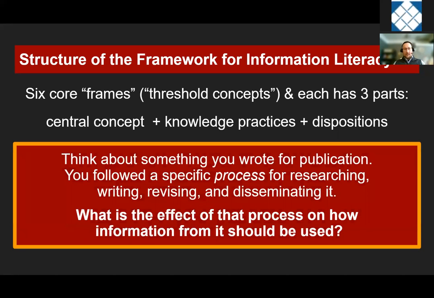So to get to this, let me ask you another question. And I don't have a Mentimeter for this one. This is more for chat, or if you want to unmute and talk. Think about something you wrote for publication. Could be a journal article, could be a blog post, could be your dissertation, right? So you followed a specific process as you researched, wrote, revised, and then published or disseminated this information. So think about the effect of the process you followed on how that information should be used. Can you identify anything in the way that you made it that changes what that information is now good for?